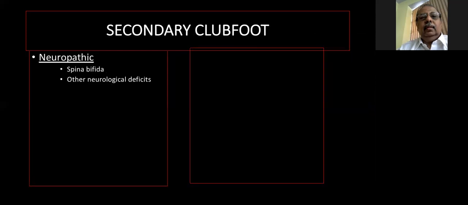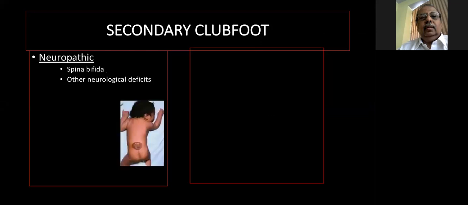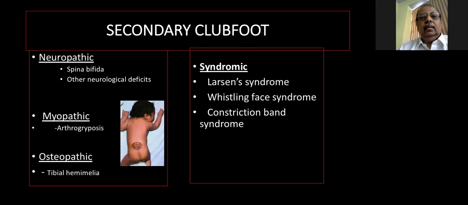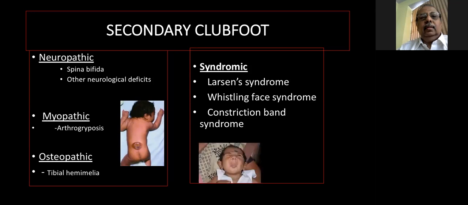Now coming to secondary clubfoot, one easy way to classify is neuropathic, as in the case of spina bifida and other neurological disorders; myopathic, as in the case of arthrogryposis; osteopathic, as in the case of tibial hemimelia; and syndromic, as there are several syndromes. I will not go into the details. The few common ones are Streeter's or the constriction band syndrome, Larsen's, the whistling face, the Moebius syndrome, dystrophic dwarfism, and so many other conditions.